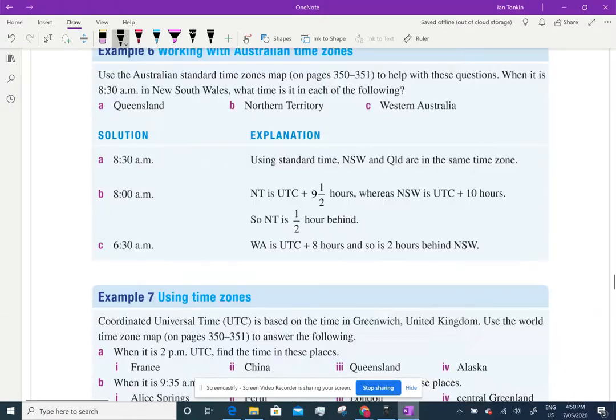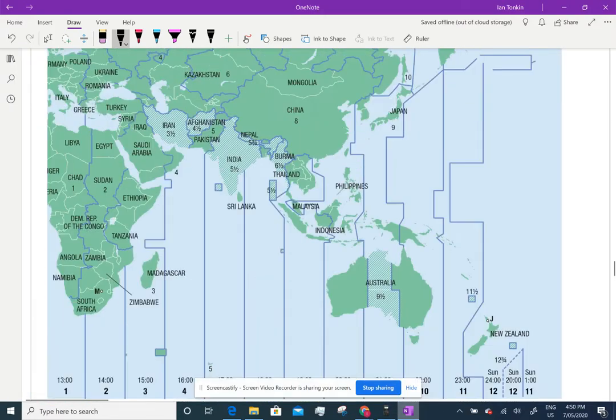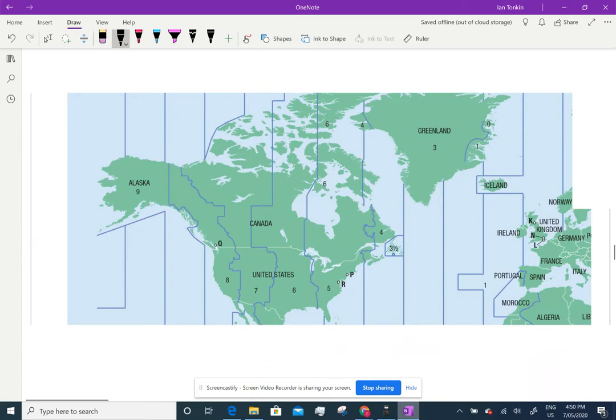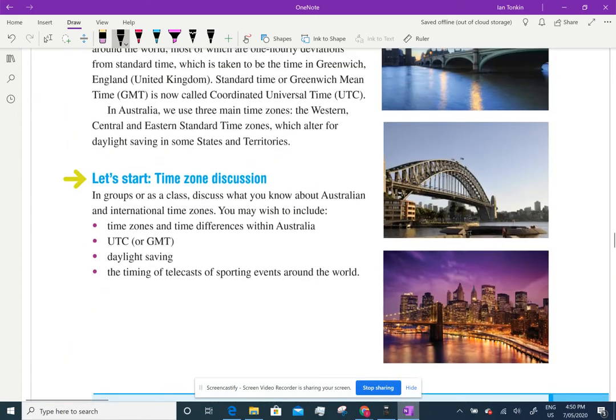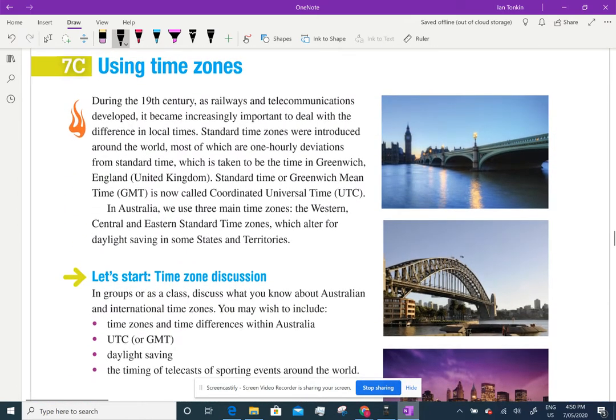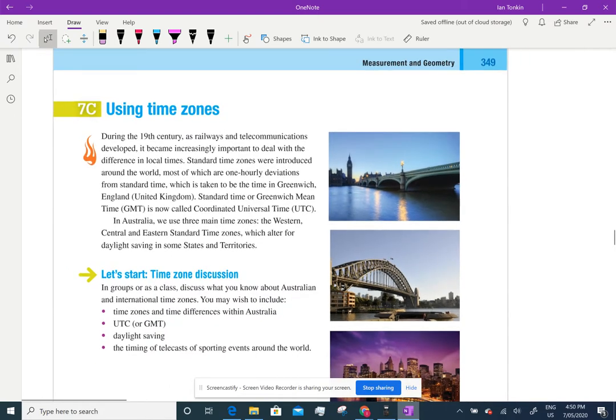Okay, Year 7, we're up to the last exercise in time, and now we're going to talk about time zones. And this is difficult. This is very difficult.